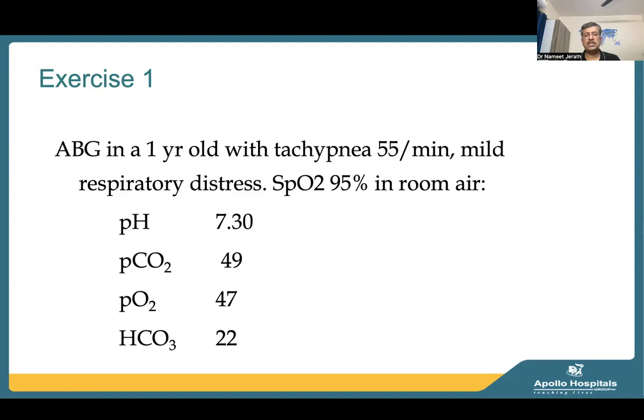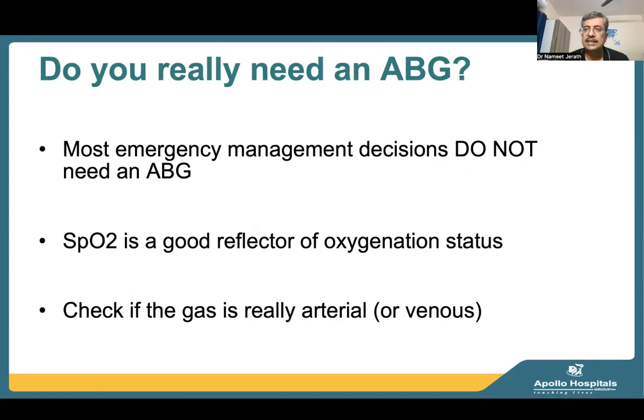Child is saturating well in room air, is tachypneic, mild distress, but his arterial blood gas just doesn't make sense. So always think, do you really need an arterial blood gas? In this child, you probably never need a blood gas because most of the emergency management decisions will not depend on your blood gas. If the child is sick, and the blood gas is normal, maybe your machine is not working properly. If the child is absolutely normal and your blood gas is not normal, maybe the problem is with the blood gas. Maybe it is not an arterial gas. Maybe it is by accident a venous blood gas.